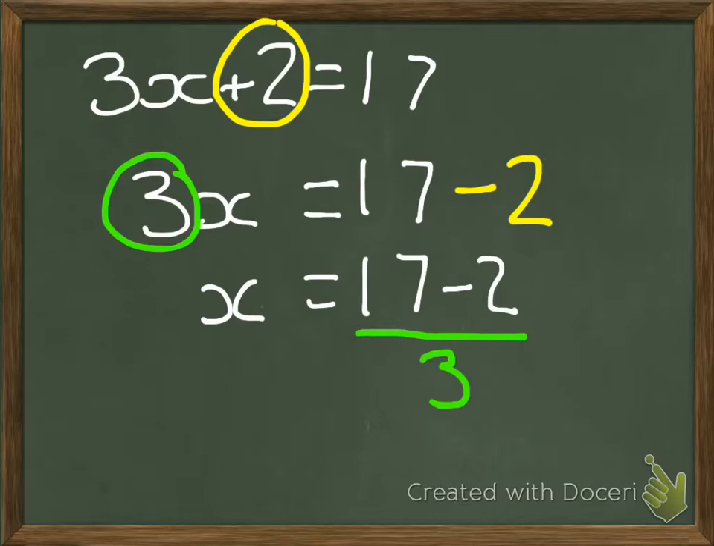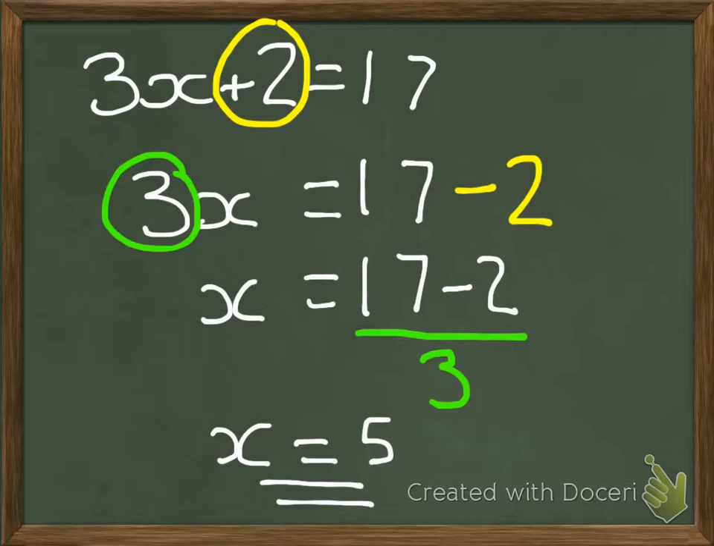That means divide by 3. So if I want to find out x, I just have to do that sum exactly as I've done before. So x is 17, take away 2, which is 15, divided by 3, which is 5. And again, we have the same answer because it was the same equation that we started with.